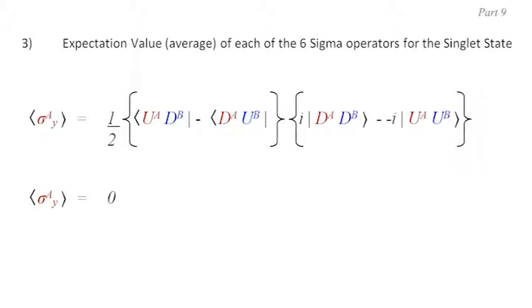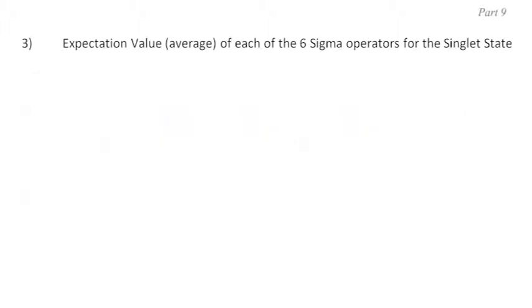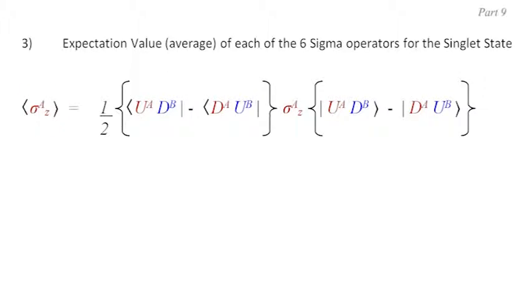In other words, the average value of the Y component of the spin of the A electron in this entangled state with B is also 0. In simple language, its spin doesn't point in the Y direction on average either. Certainly didn't point in the X direction on average. It now also doesn't point in the Y direction either. Finally, what about the Z direction for the A electron? What is the average value of sigma AZ for the singlet state?